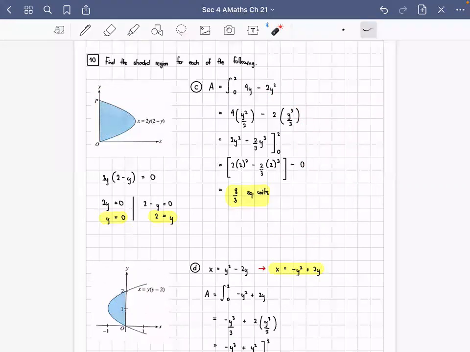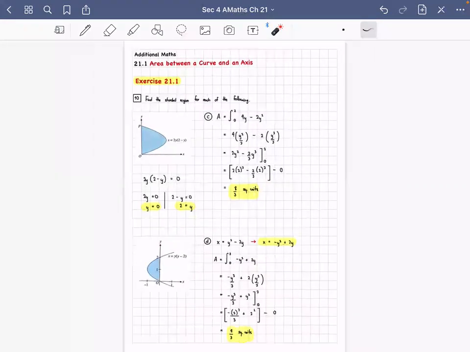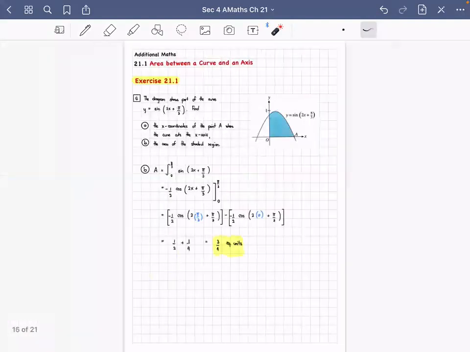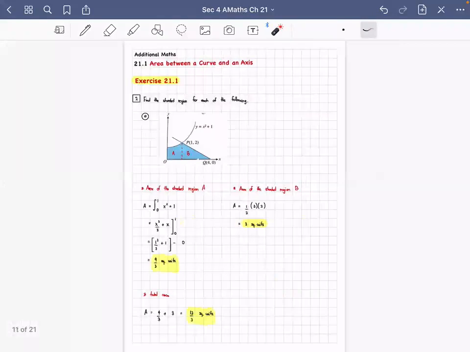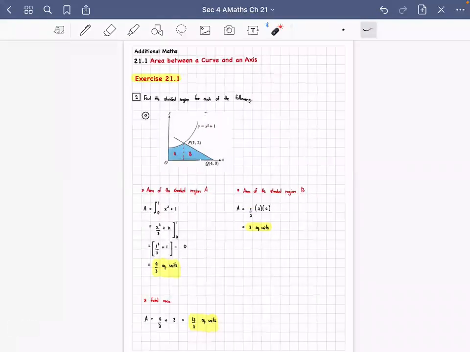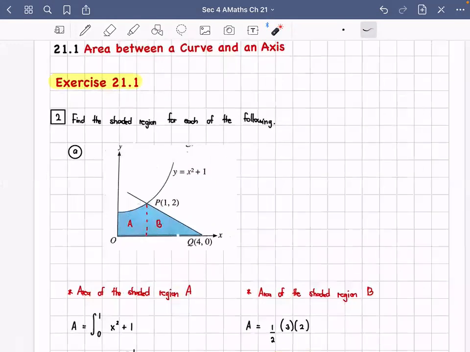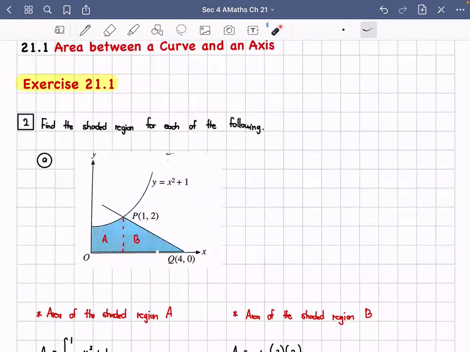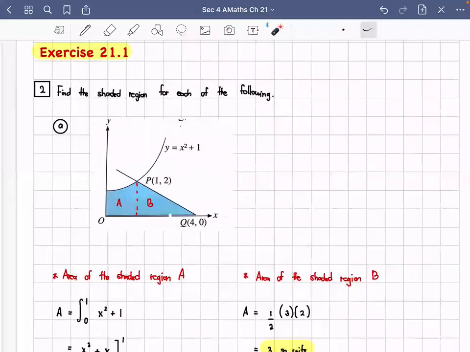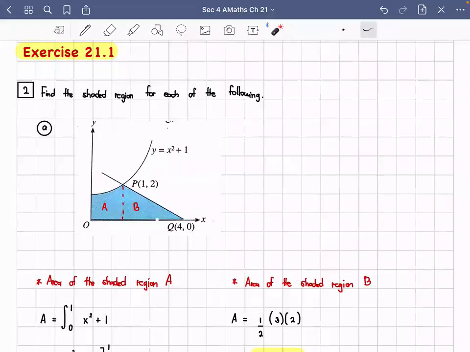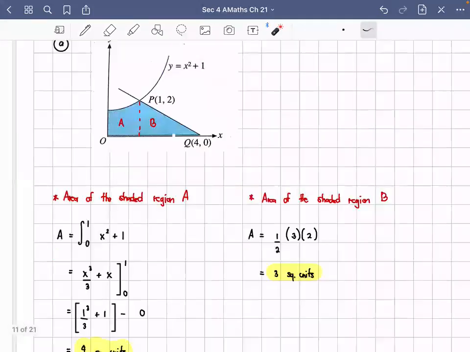Okay, all right. So for that, let me give you one example. Go to page 458. So this is number 2, letter A. Another example of finding the area of a shaded region, but this time it's bounded by a curve and a straight line. So at least you guys can see, right?